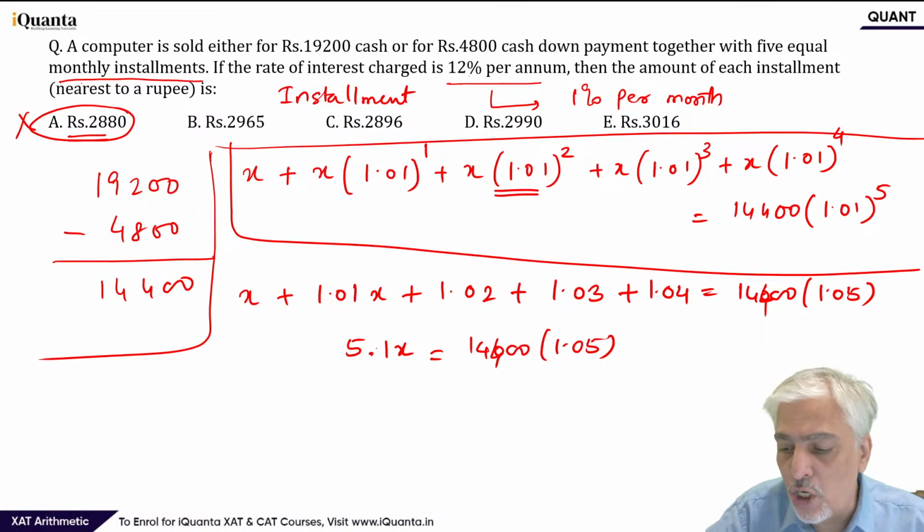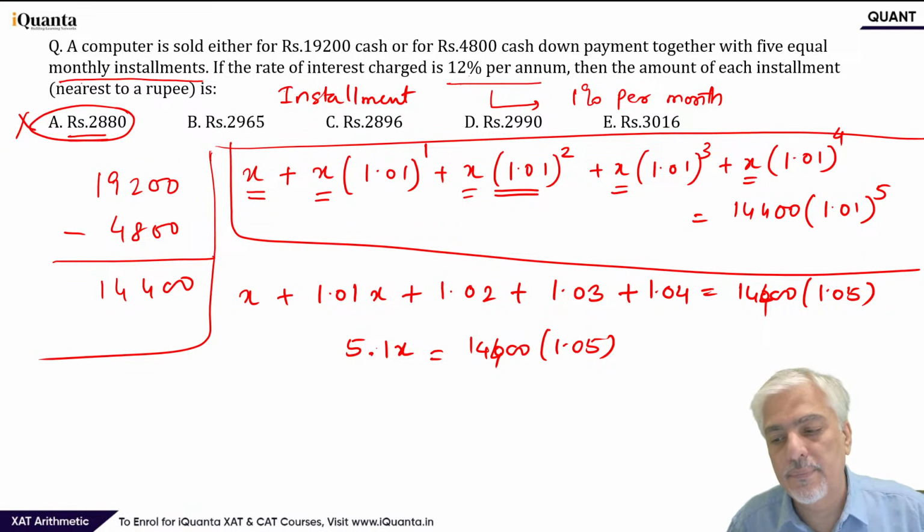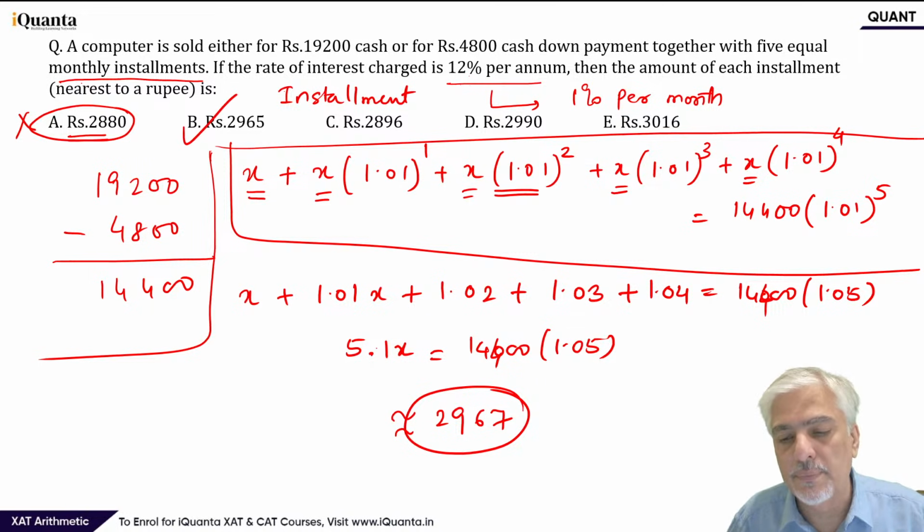Yeah, installment is equal only. Installment every month I pay X only. But the calculation is this. Now you get approximately, when you solve this, you get 2967 के आसपास approximately. So answer is B option.